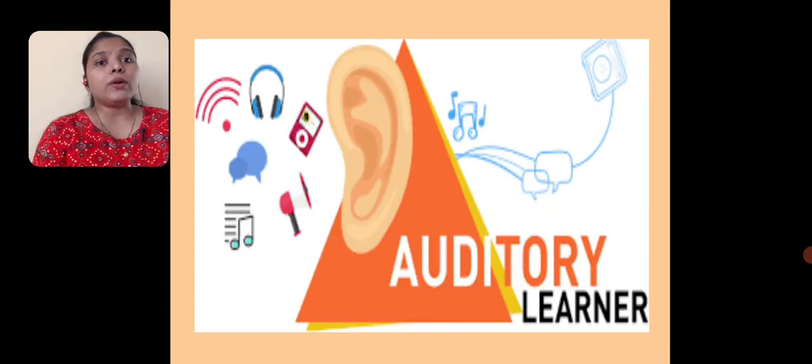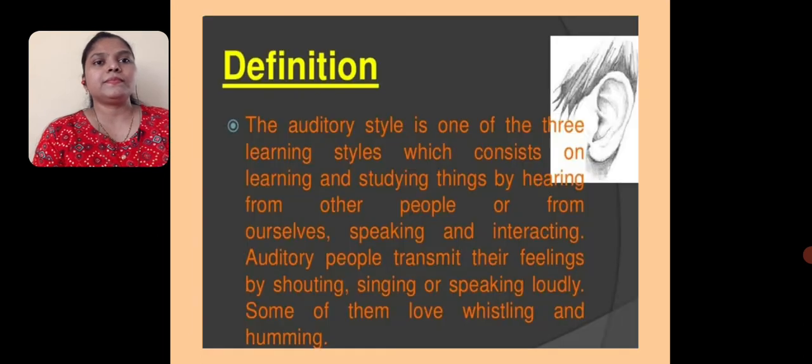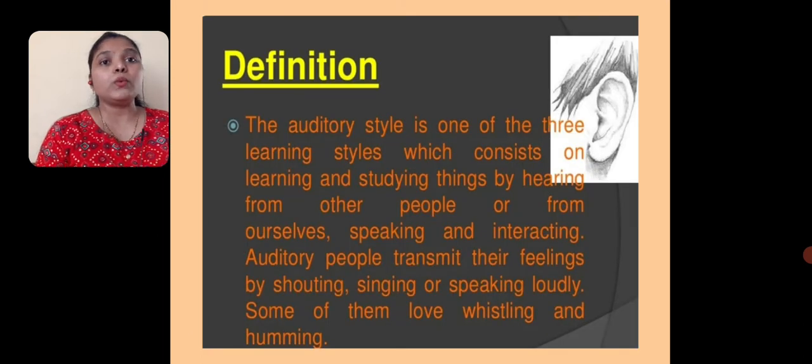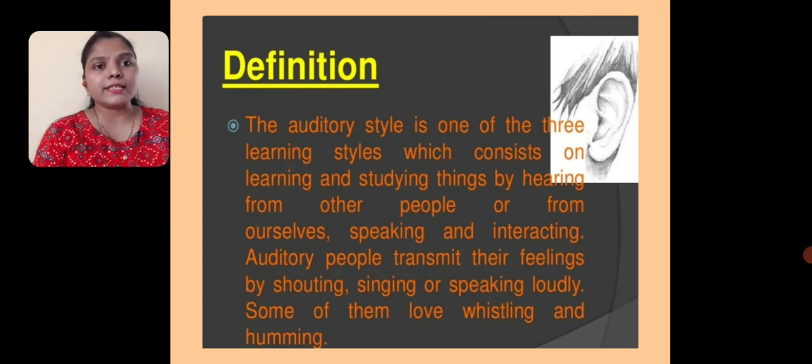Next is the auditory learner. Who is an auditory learner? The definition of the auditory learning style is one of the three learning styles which consists of learning and studying things by hearing from other people or from ourselves. Speaking and interacting, auditory people transmit their feelings by shouting, singing, or speaking loudly. Some of them love whistling and humming.